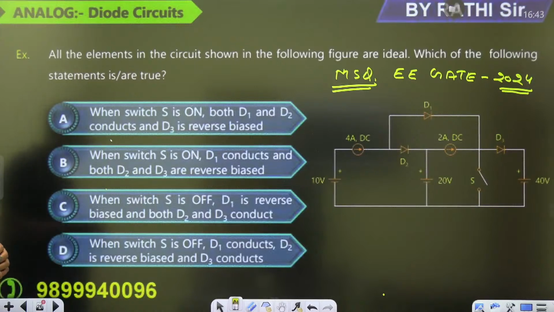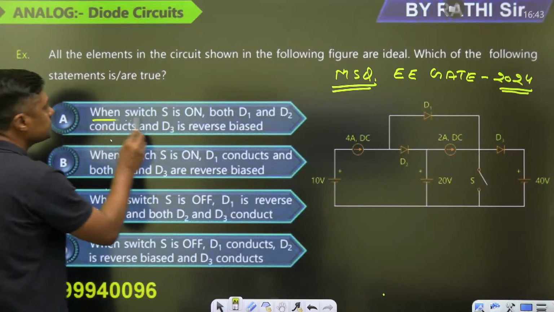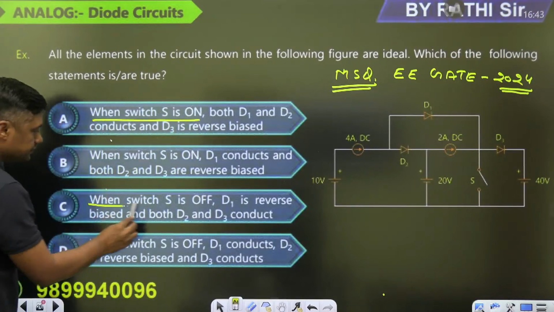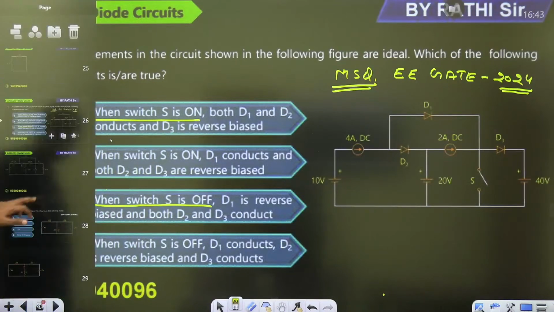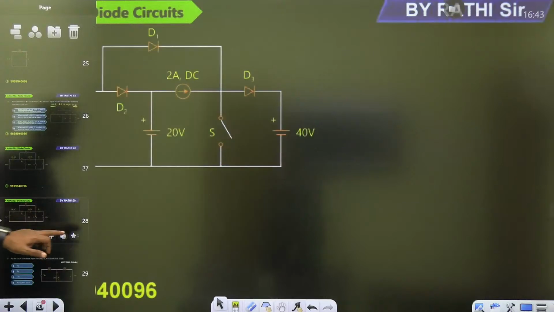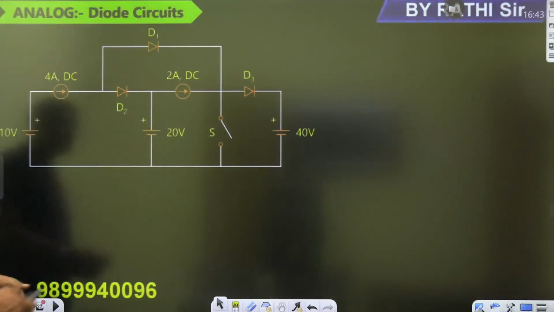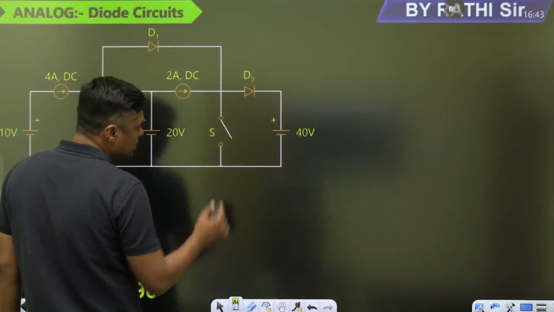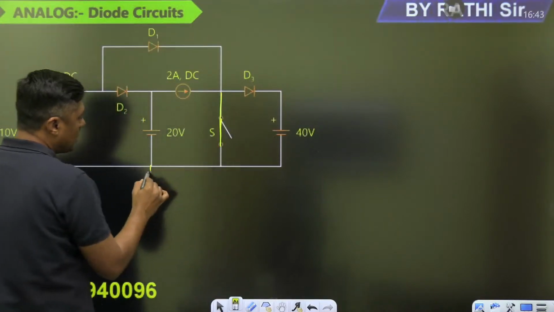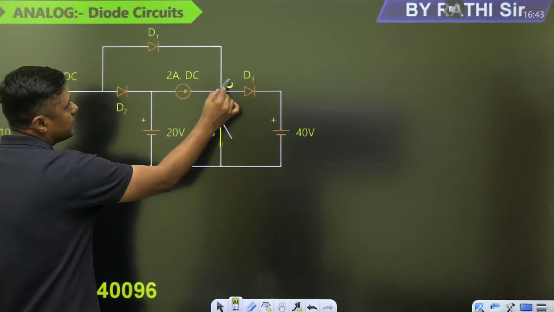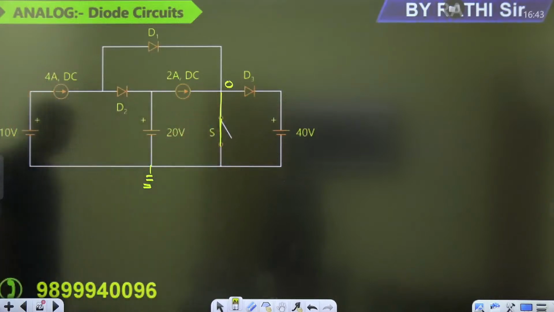First of all, there are two positions: switch on and switch off. So first you can choose switch on. Switch on means let this switch be on. On means it will act as a short circuit. And let this be ground. This is 0 volt.